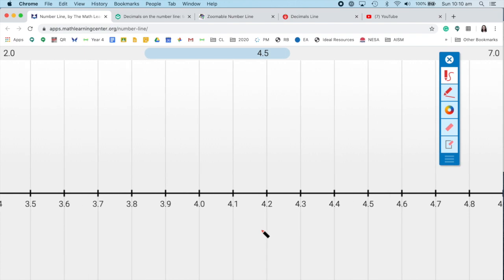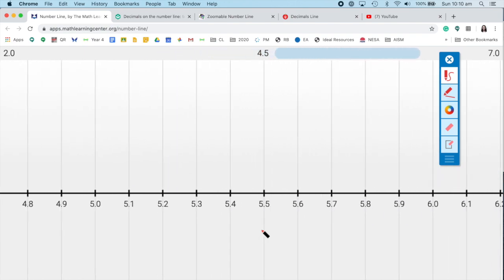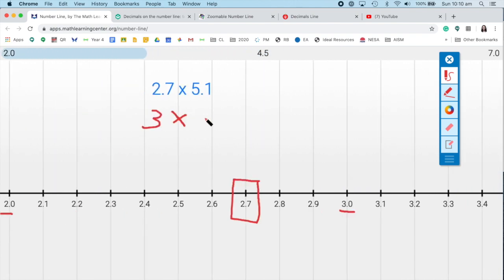The next number we need to find on our number line is 5.1. So I'm going to scroll along the number line until I find 5.1, and then I can identify the whole numbers next to 5.1, which is 5 and 6. 5.1 is closest to 5, therefore back here we would be going 3 times 5, which equals 15. And so after rounding each of the decimals to the closest whole number, we can make a reasonable estimate for what our answer should be.